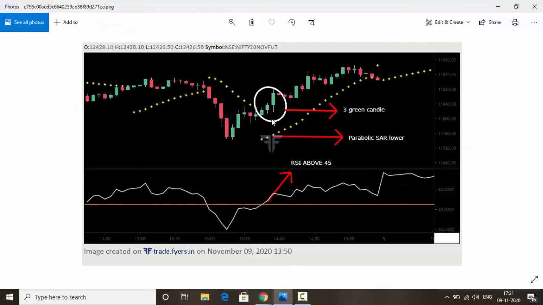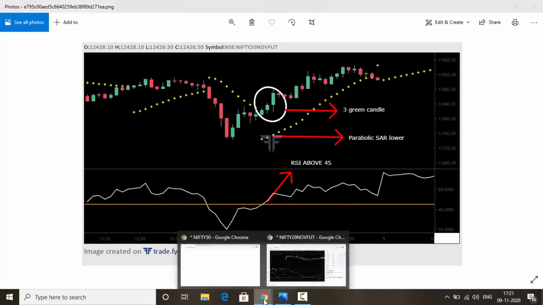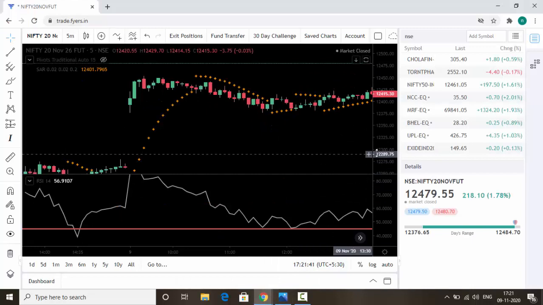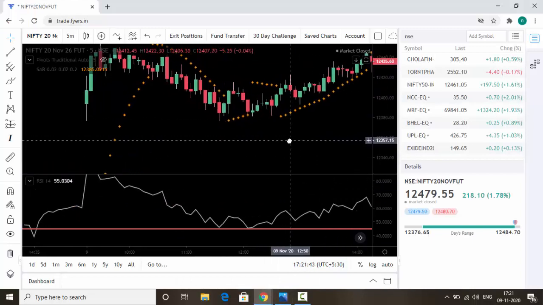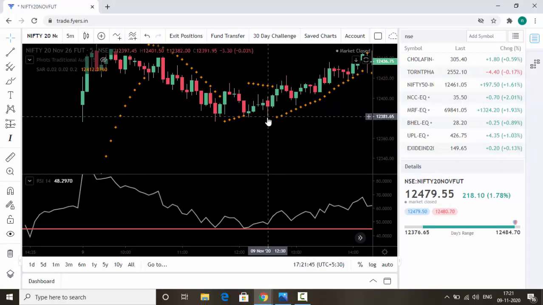This is the buy condition. Three green candle formation. At that time the Parabolic SAR should be lower and RSI above 45. In that condition we can take a buy. Okay, let's check, is there any combination that comes?